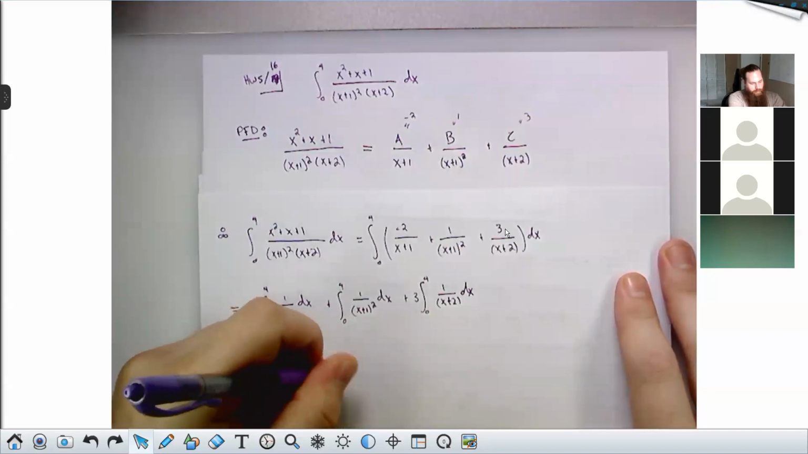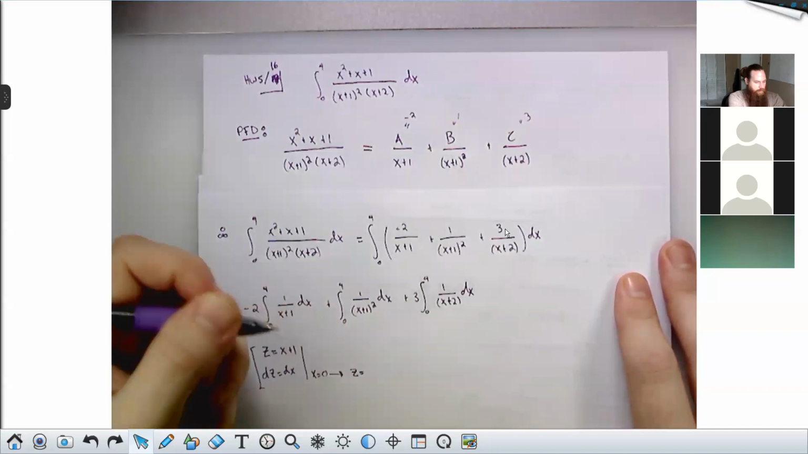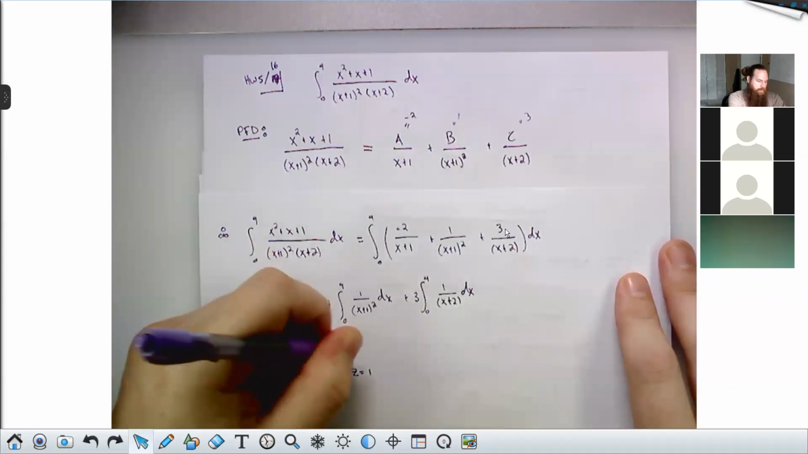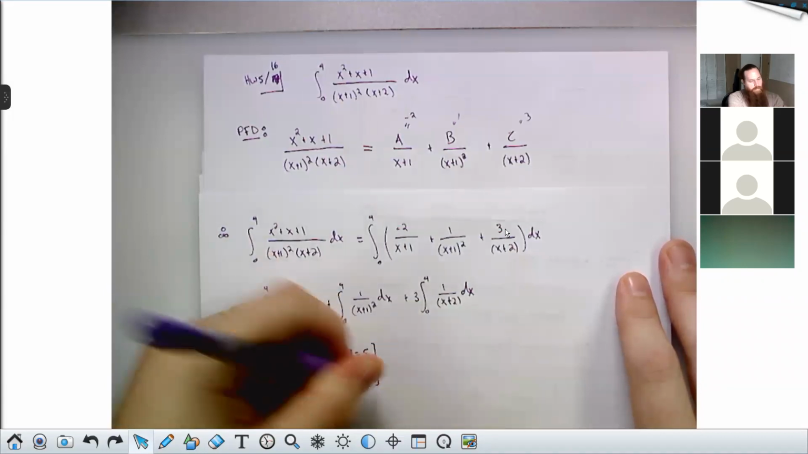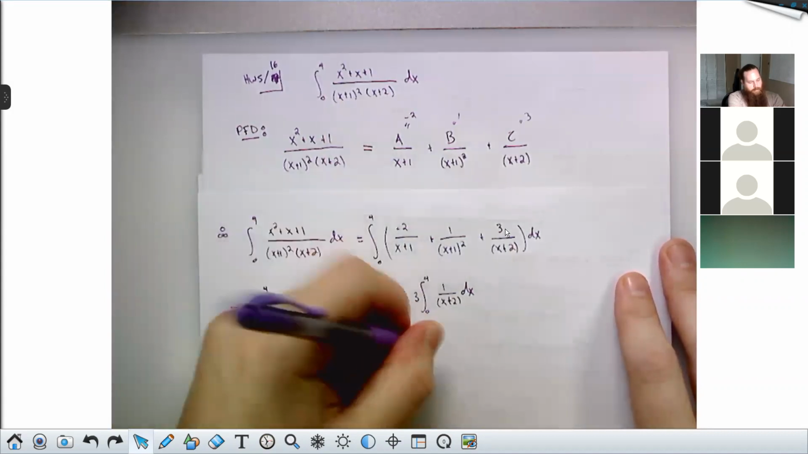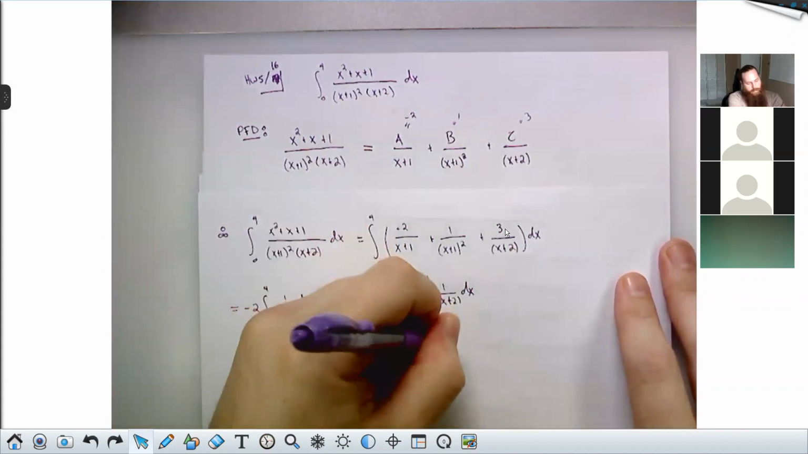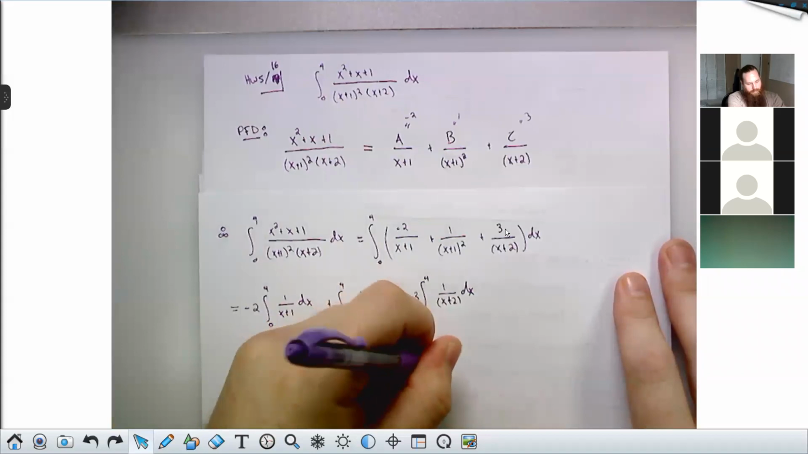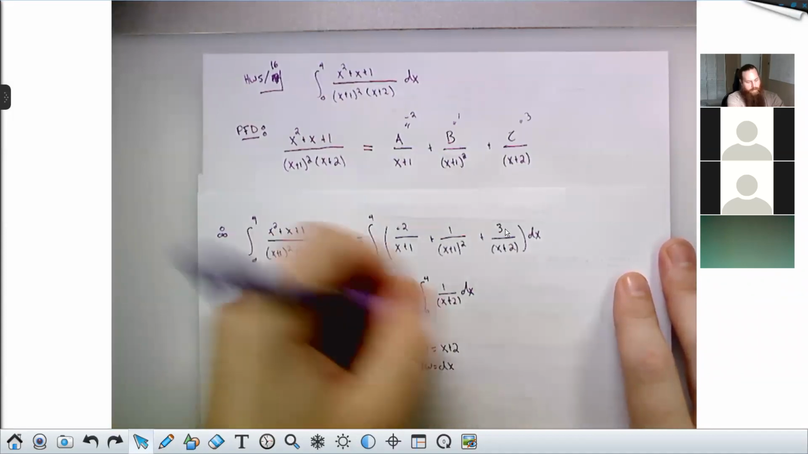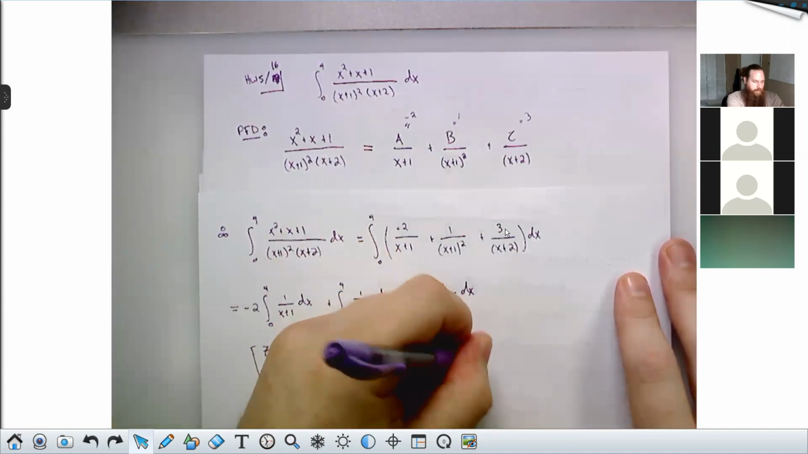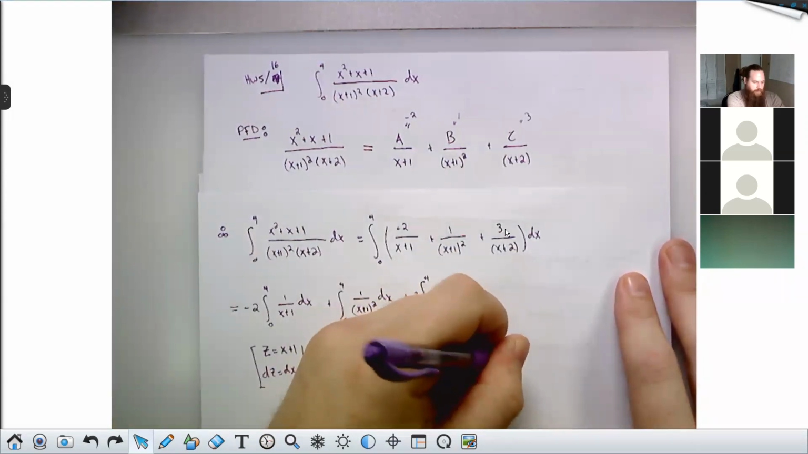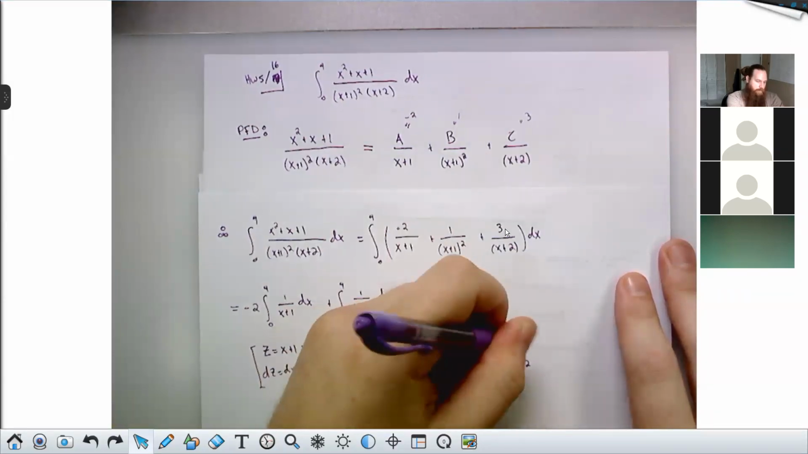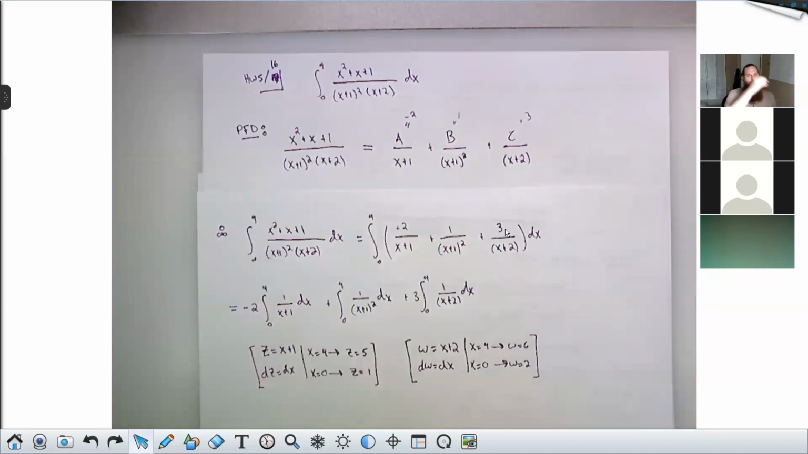When x is equal to 0, z is equal to 1. When x is equal to 4, z is equal to 5. This guy requires a different substitution, so I'll use a different variable. w equals x plus 2. dw is dx. Again, I change the bounds. When x is equal to 0, w is equal to 2. When x is equal to 4, w is equal to 6.